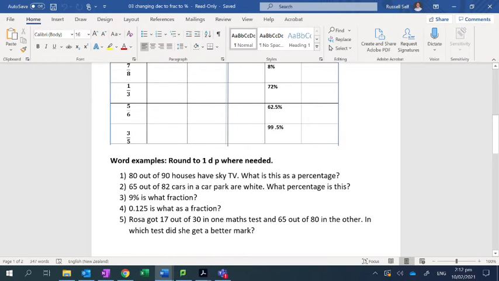If you have the phrase "out of", do you remember what operation that means? Fraction. It means a fraction, right? Or divide. So 80 out of 90 houses have Sky TV. So that becomes the fraction, what? 80 over 90, right? So you just take 80 over 90 and convert it to a percent by multiplying it times what?